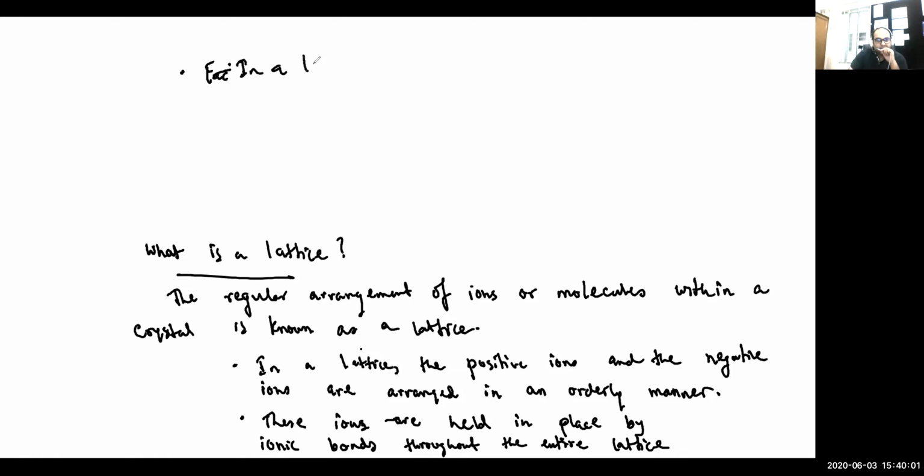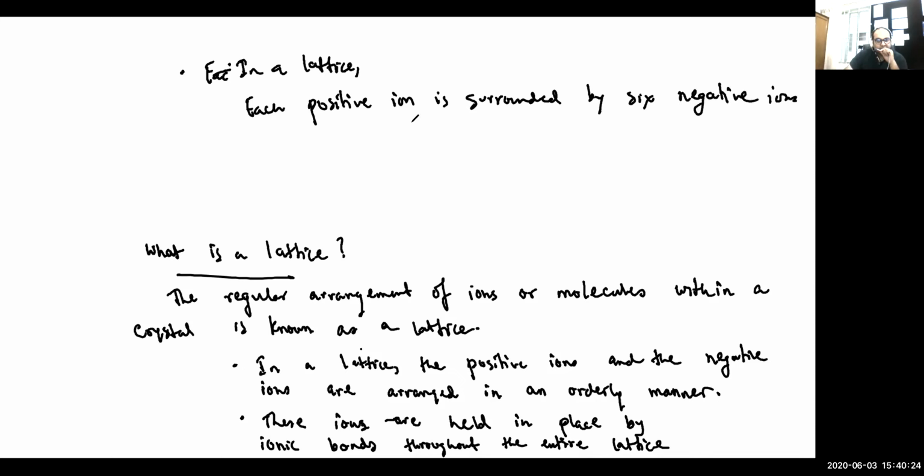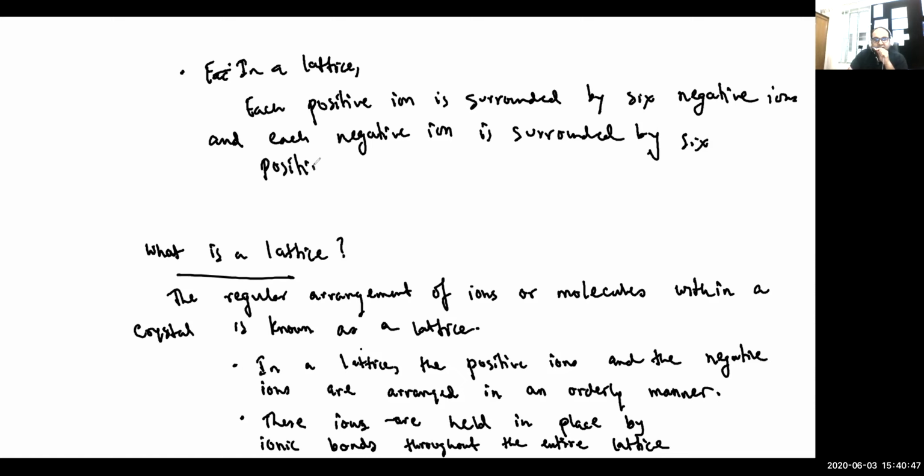In a lattice, each positive ion is surrounded by 6 negative ions, and each negative ion is surrounded by 6 positive ions.